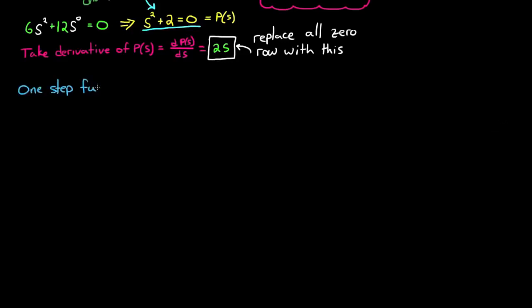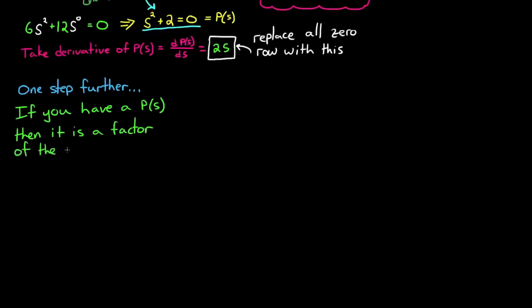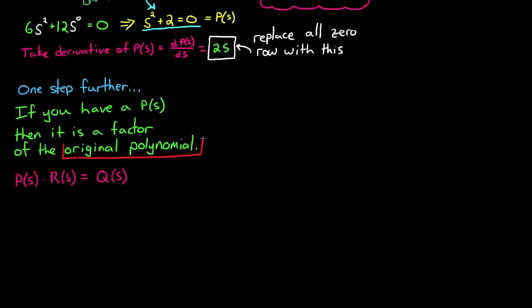If and only if there is a row of all zeros in your Routh array, then the auxiliary polynomial exists, and that auxiliary polynomial divides into the original polynomial with no remainder left over. That means that this is a factor of the original polynomial. So I can write this in an equation like this. The auxiliary polynomial p of s times some other polynomial equals the original polynomial q.